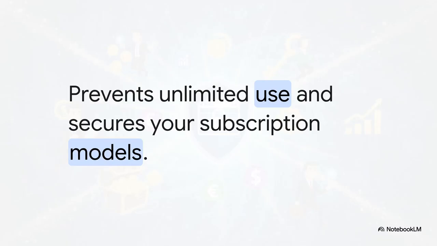And when their time is up, boom, the auto-lock system kicks in. This prevents unlimited use and entirely secures your subscription models. Let's say a user buys a 1-year license. On day 366, the file locks automatically until they renew. Your revenue stream is protected completely on autopilot.